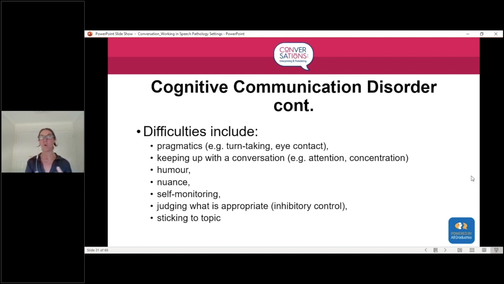They may have poor turn-taking skills, can't maintain eye contact. They might not have the attention or concentration to keep up with the topic of conversation. They might not really be able to understand the nuances of humour. They might not be able to monitor themselves for what they've said and what they were going to say next, where this conversation's going. The question of inhibitory control is also really interesting, because it's like removing a filter. And if someone doesn't have a filter, they can say all sorts of socially inappropriate things.